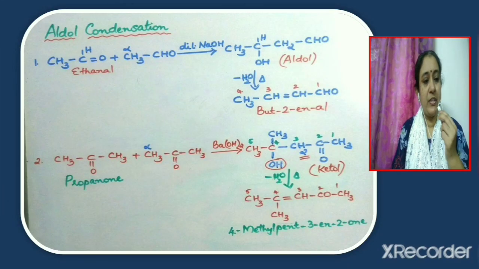Let us continue with the chapter. In the last class, we discussed the aldol condensation reaction. It is a reaction given by aldehydes and ketones which contain alpha hydrogen, and the reaction takes place in dilute alkali like dilute sodium hydroxide. The product obtained is an aldol because the aldol contains both aldehydic and alcoholic functional groups.